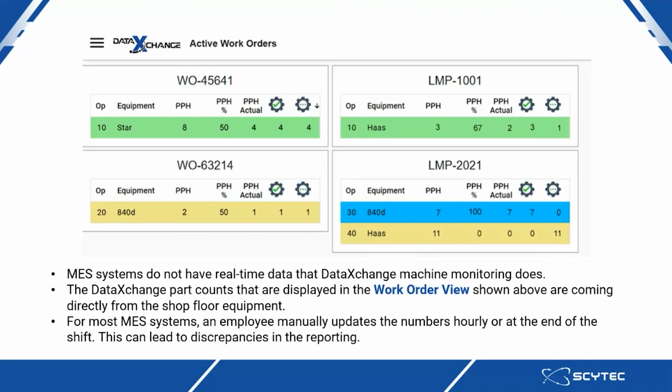As I discussed earlier with the active work orders view that has been added to Data Display, I'd like to go over some of the value that this provides for DataXchange users. As I talked about earlier, this shows you a little bit more data than you would get from an MES system. MES systems do not have the real-time data that DataXchange machine monitoring does. The DataXchange part counts that are displayed in the work order view shown are coming directly from shop floor equipment. And for most MES systems, an employee manually updates the number hourly or at the end of a shift, and this can lead to some discrepancies in the reporting.